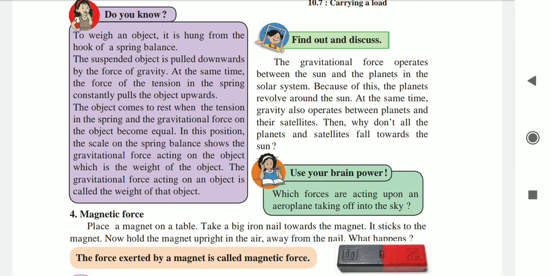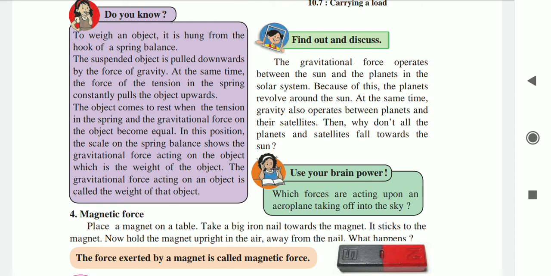Do you know? To weigh an object, it is hung from the hook of a spring balance. Just now I showed you the video about it. The suspended object is pulled downward by the force of gravity. At the same time, the force of the tension in the spring constantly pulls the object upward. The object comes to rest when the tension in the spring and the gravitational force on the object become equal.